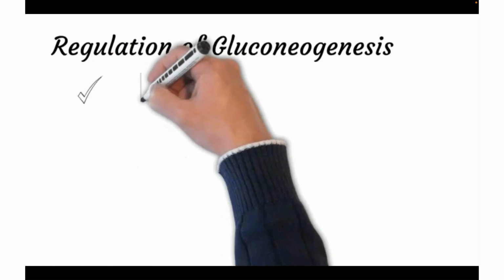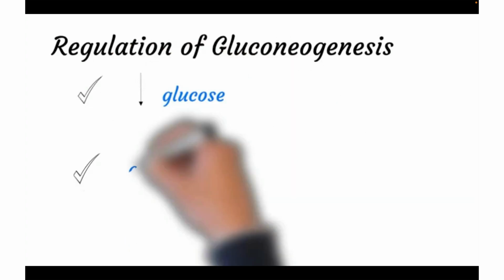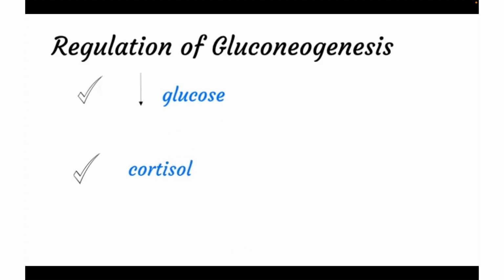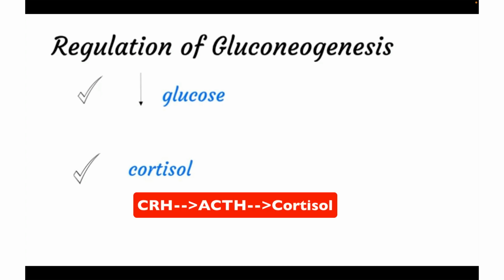Okay, let's talk about regulation of gluconeogenesis. The first stimulus to initiate the process of gluconeogenesis is a decreased plasma glucose concentration, diminished levels of glucose within the blood. The second stimulus for gluconeogenesis is cortisol. Cortisol is released from the adrenal cortex, and via this stimulus from CRH from the hypothalamus and ACTH from the anterior pituitary, the adrenal cortex releases cortisol.